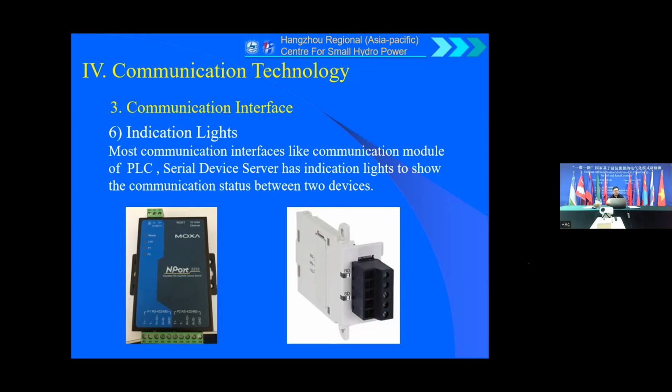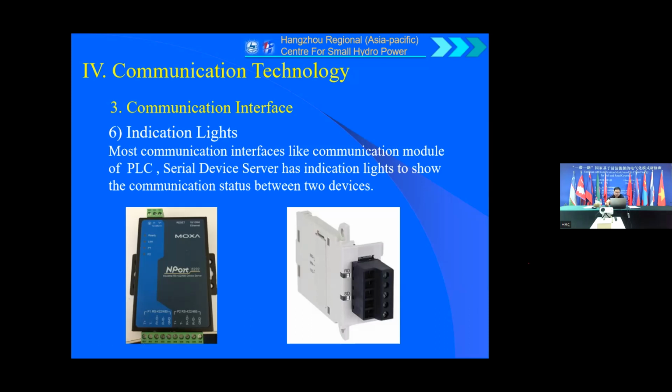The function of the indication lights is to show the communication status to the operators. When there is a communication failure, for example, when we cannot see the data from this device, we need to check the problem, so we look at these indication lights. For example, for the communication module of the PLC, if we can see the RD indication light blinking, we know that we can receive commands from the computer, the master device. But if the SD indication light is not blinking, then in this case we need to check the program.